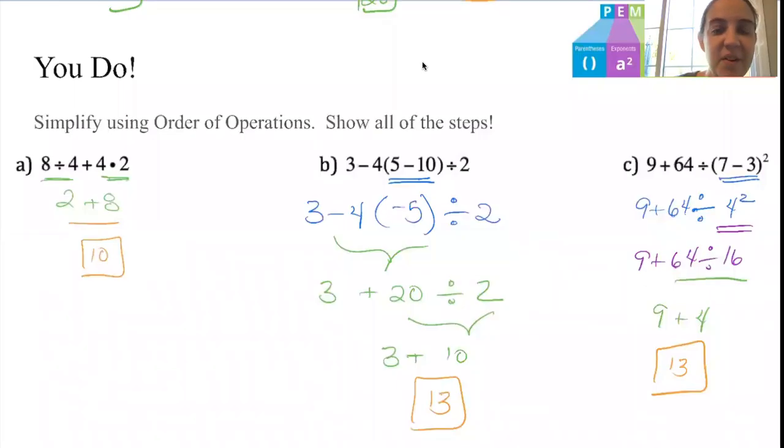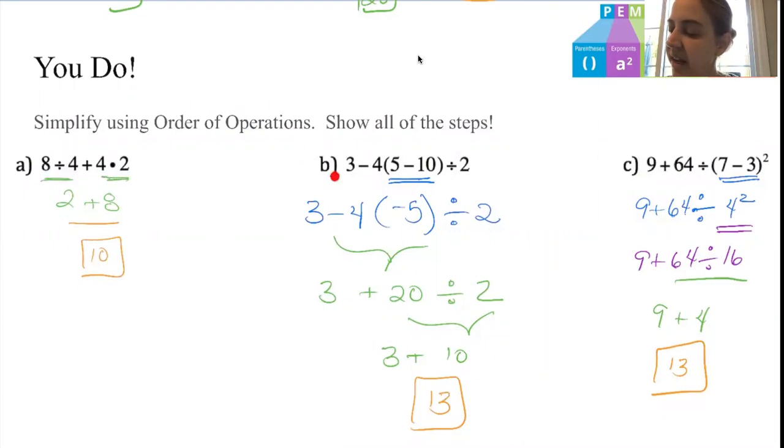All right, those are my answers to the UDO problems. I do want to talk about a few of these together. The first one is pretty straightforward with letter A. You want to do the division and the multiplication. We can go left to right. They're not next to each other, so that's okay. I'm left with 2 plus 8, which is 10.